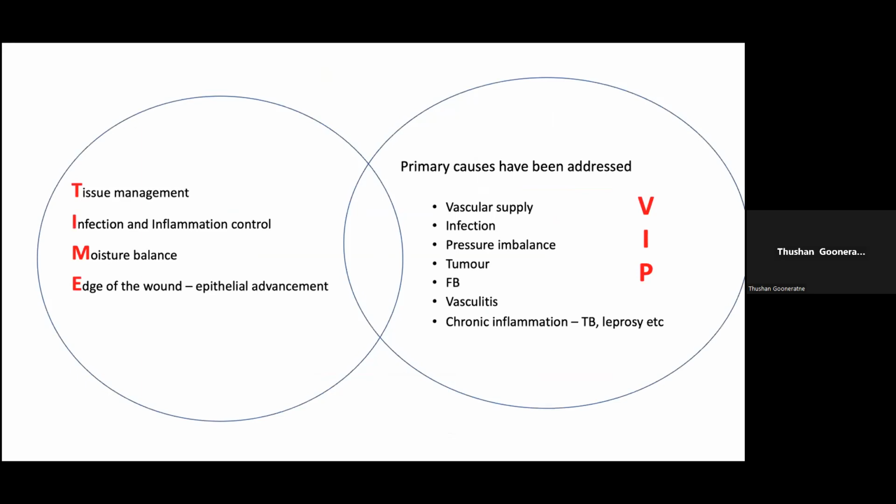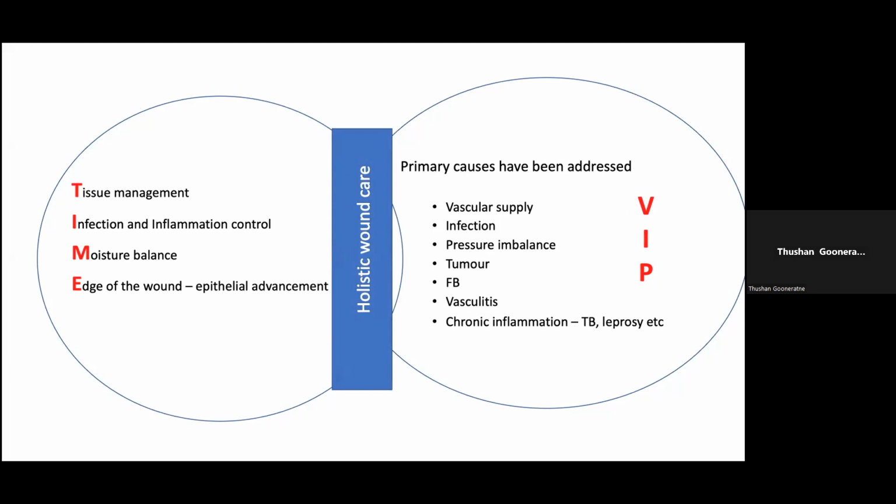So wound bed preparation is about combining these things. Unless all these are in place, you've got to make sure the primary causes have been addressed. The primary causes have to be addressed for the wound to heal. Even if the primary cause has been addressed, wound bed preparation requires a time component. Make sure your tissue is managed, infection is managed, moisture is balanced, and the edge of the wound is sorted out. And that's about holistic wound care to get the best wound bed to heal the wound.